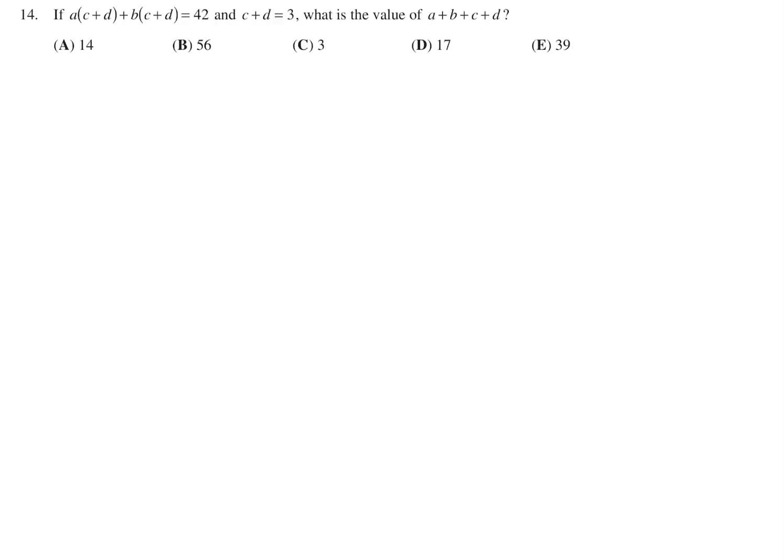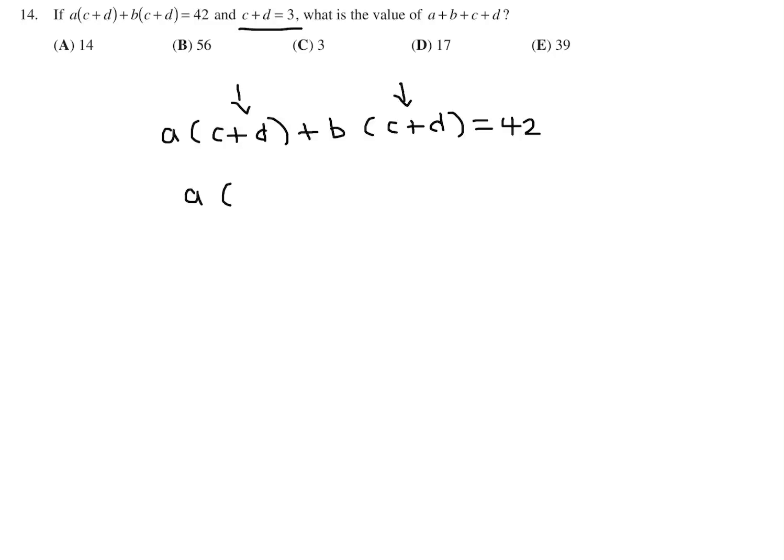If A times (C plus D) plus B times (C plus D) is equal to 42, and C plus D is 3, what is the value of A plus B plus C plus D? So let's plug in these numbers and see what we get. They tell us that C plus D is equal to 3.